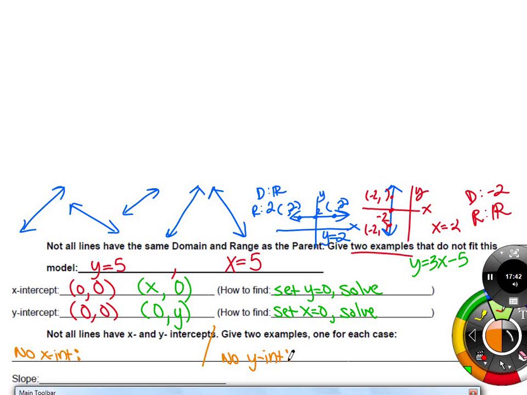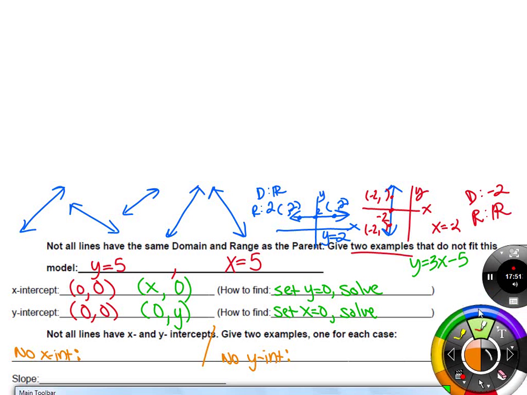Liam? Good. Some horizontal line that's not sitting on the x-axis, right? If it's parallel to it, it will never cross the x-axis. So he said y equals 1. It could be y equals any other number other than 0. If it was 0, you'd have lots of x-intercepts, right? Like the whole entire x-axis.